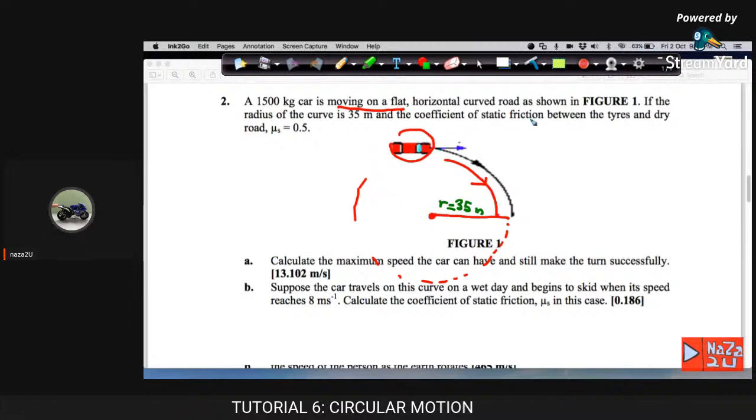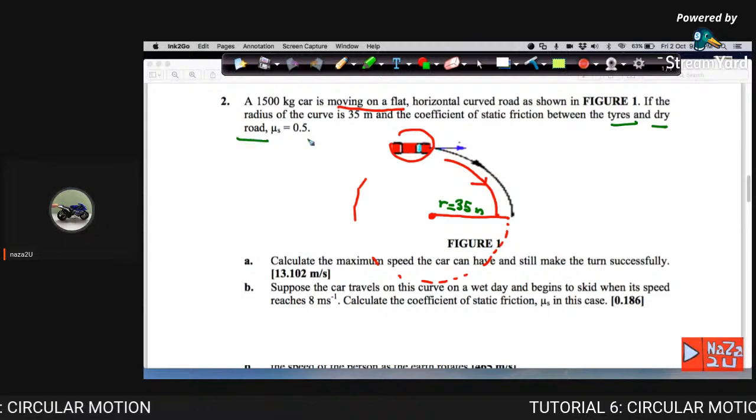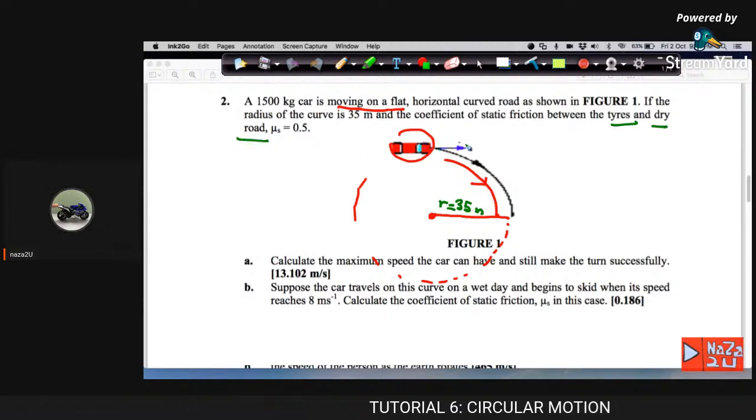The coefficient of static friction between the tire and the dry road. So meaning here, the car is moving.